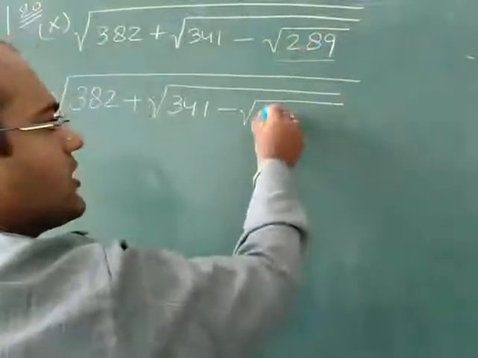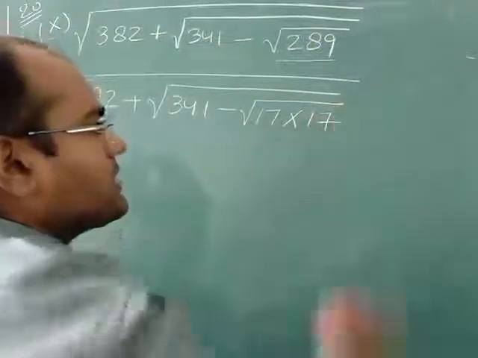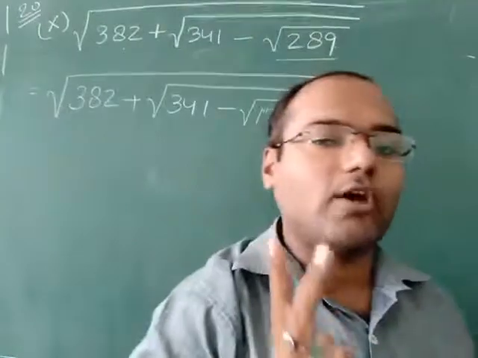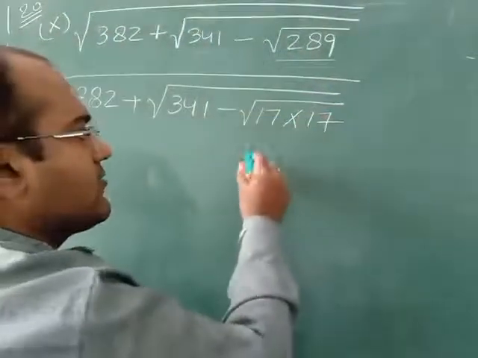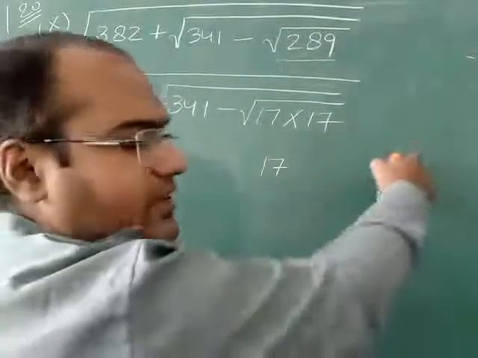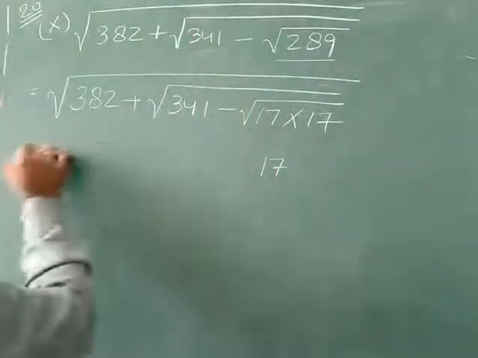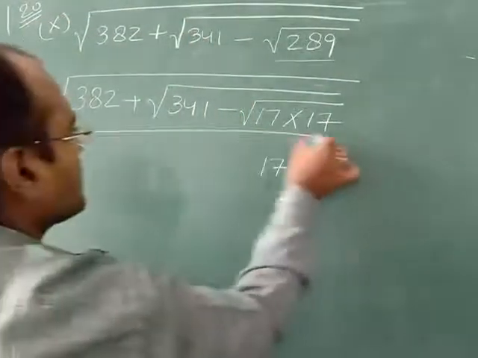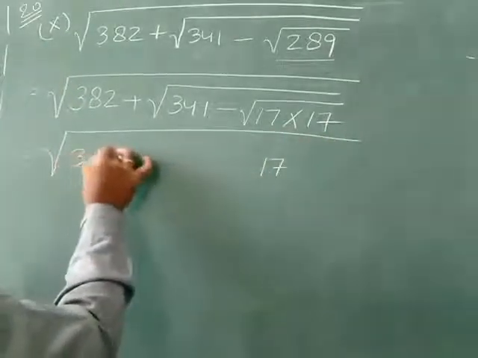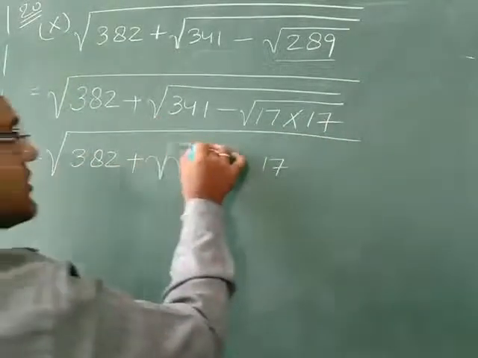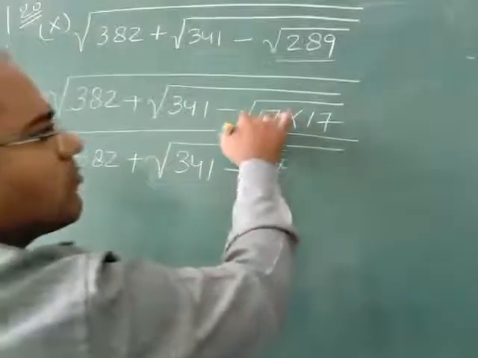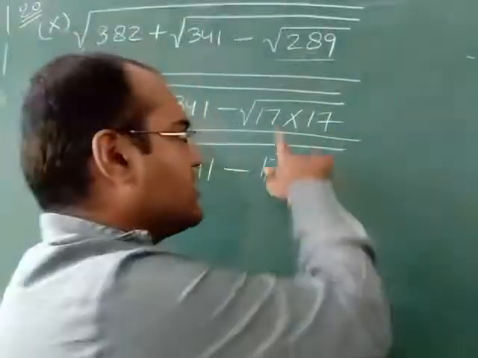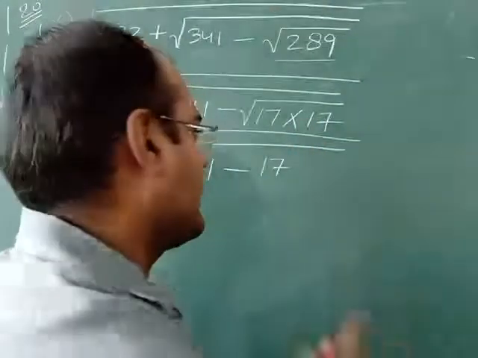289 square root, here we will put 17 multiply 17. 2 times you have to write. Why 2 times? Because when we will find the square root, answer will be 17. So what you have to do? This square root 382 plus this square root sign 341 minus, when we will remove this square root, these double 17 we have to write only single 1.